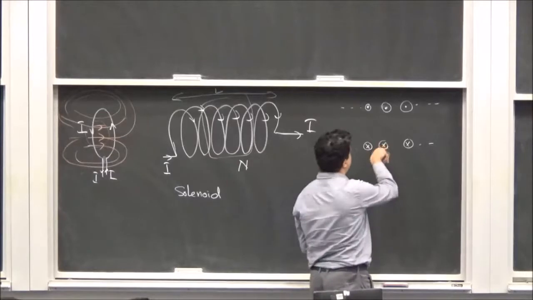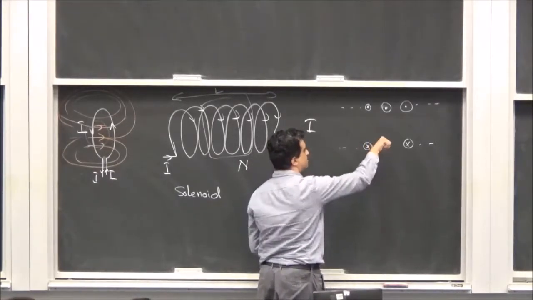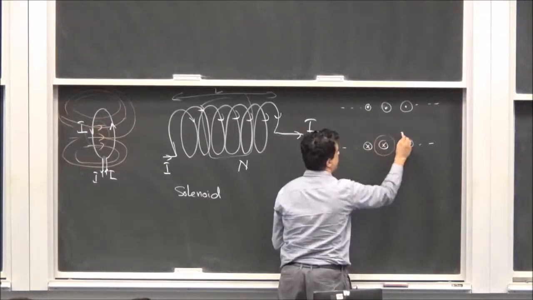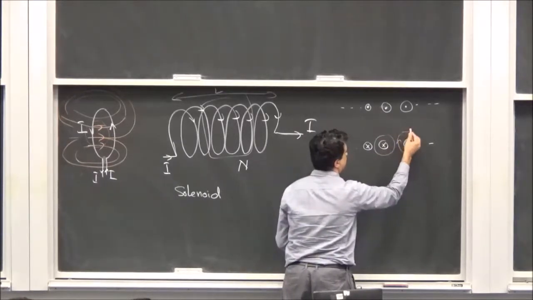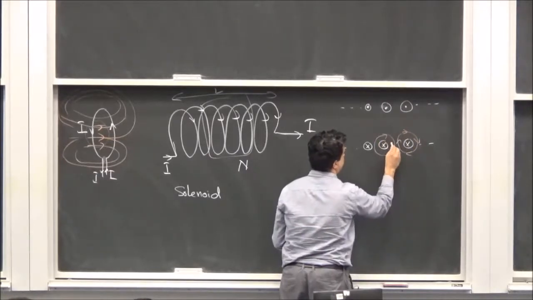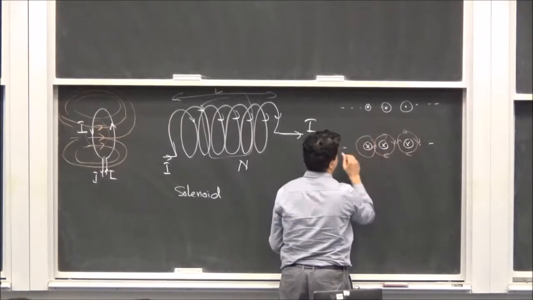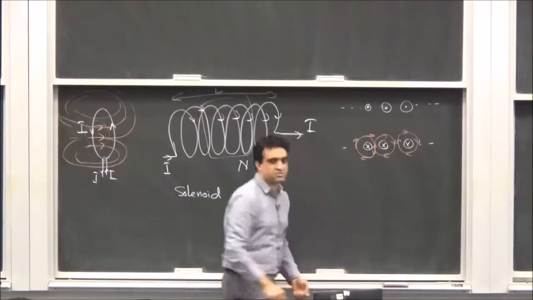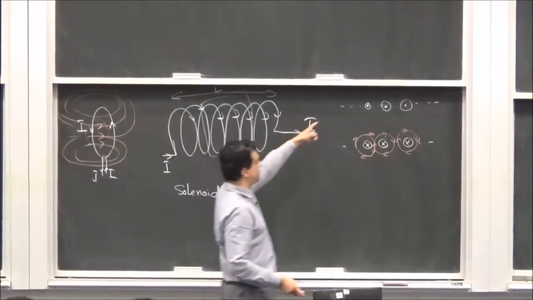What should be the field due to those structures? So you can say, use the right hand rule. Into the board is the current, so the magnetic field should be something like this, around each of these. So that's how it is for the lower. You can similarly draw it for the upper branch as well.